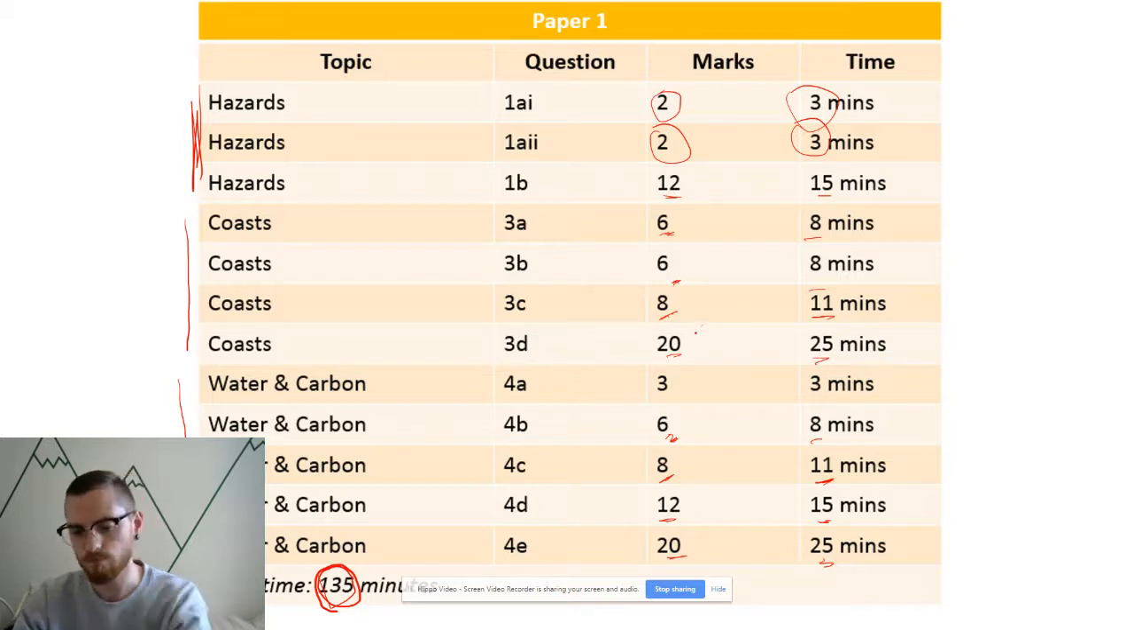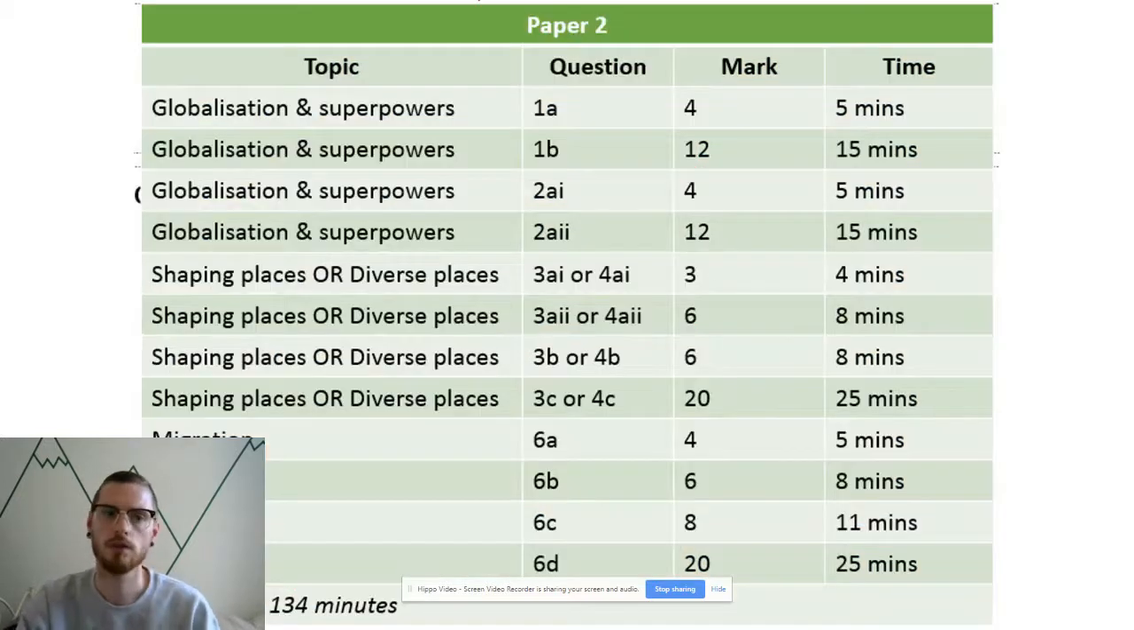Okay, moving on. Paper 2, very similar. You've got 135 minutes, 2 hours 15, and we begin with globalization. We've got a 412 marker, and then shaping or diverse places. Depending on which teacher you've been taught, 366, 20 marker. That's the second section, and the last section on migration, which is 468, 20 marker. 4 markers, you've only got 5 minutes to do. That is it.